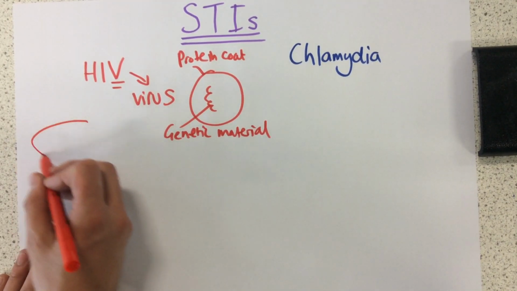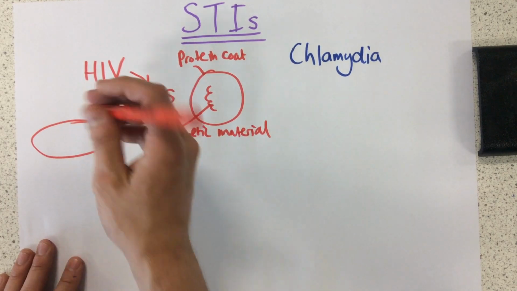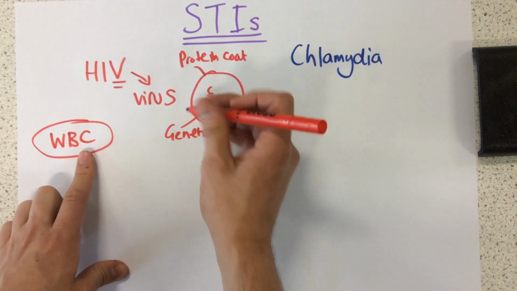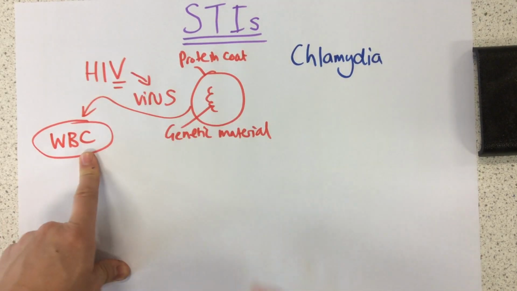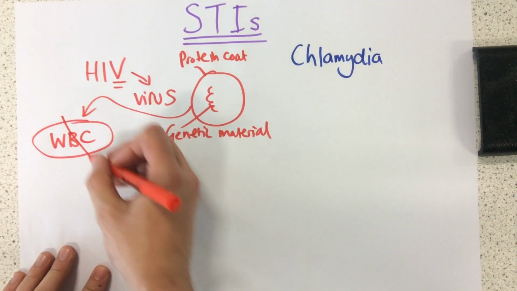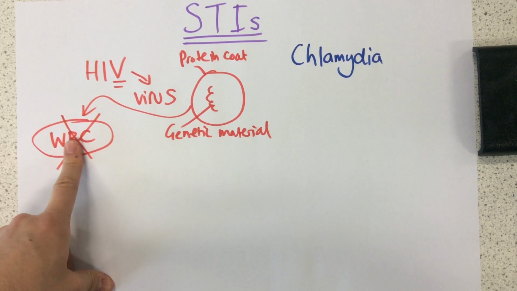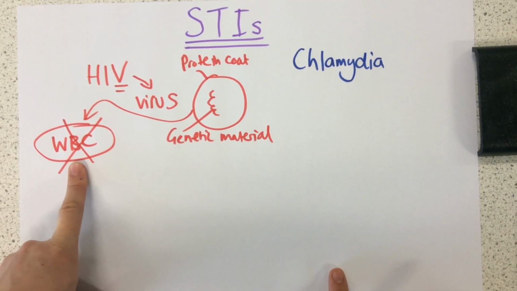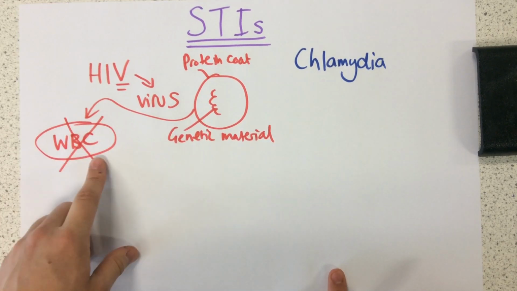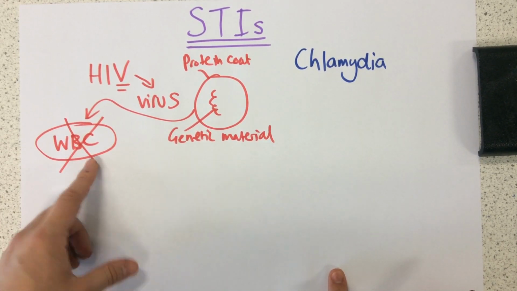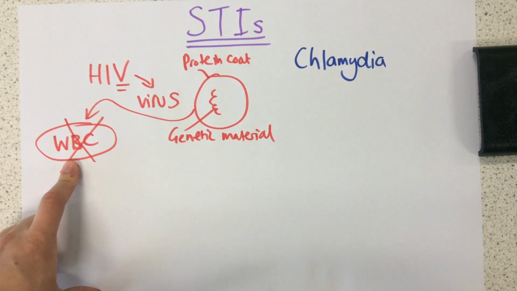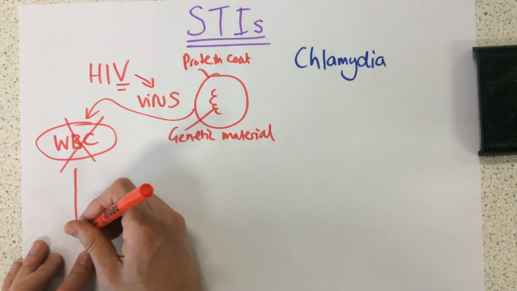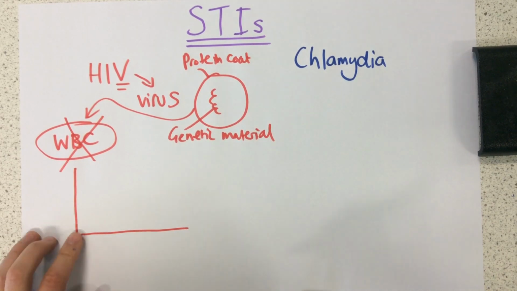So the cells that it attacks in humans are white blood cells. By doing so, it actually kills white blood cells. Now this is a big problem because white blood cells help to fight against other pathogens. So if all of our white blood cells are wiped out, it means we're very vulnerable to get ill from other pathogens. So what's the relationship between HIV and AIDS?